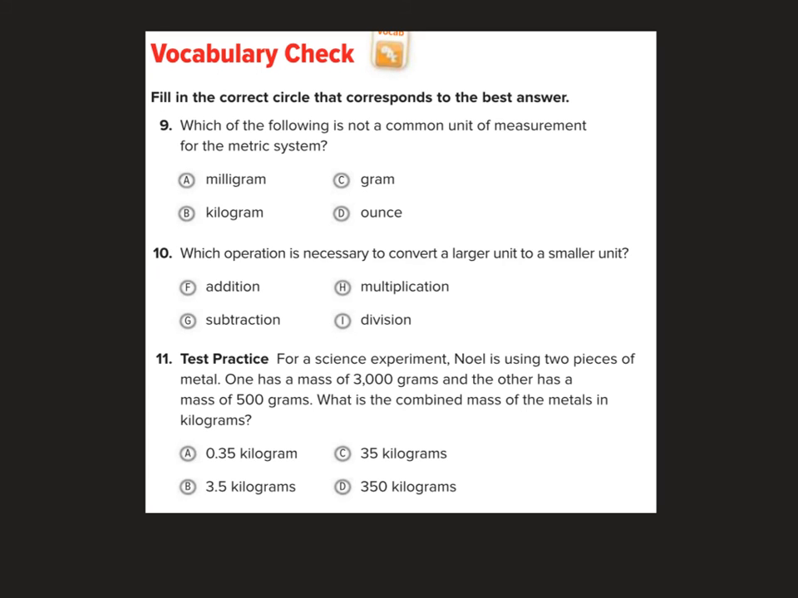Fill in the correct circle that corresponds to the best answer. Which of the following is not a common unit of measurement for the metric system? Milligram, yes. Kilogram, yes. Gram, yes. Ounce, nope, that's customary. Pounds and ounces, customary. 16 ounces in a pound. All right, which operation is necessary to convert a larger to a smaller unit? So if I wanted to go from kilograms to grams, I know that 1,000 grams is 1 kilogram. To go from 1 to 1,000, I would need to multiply.